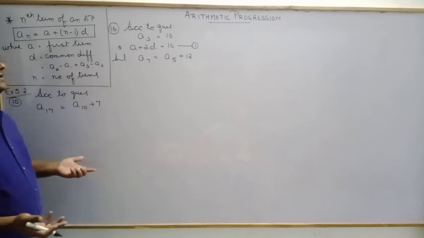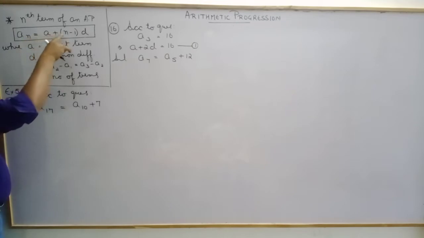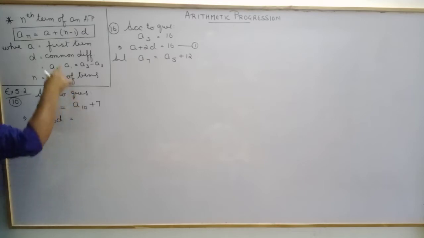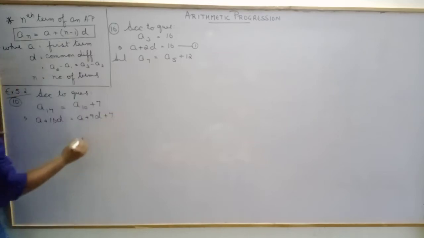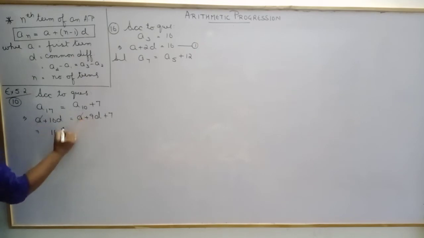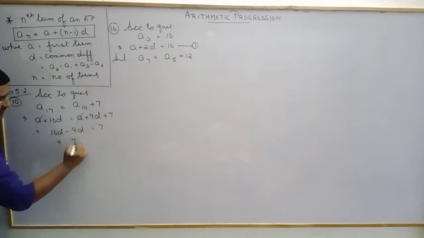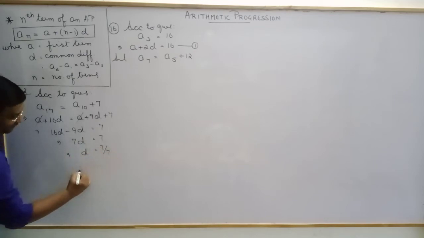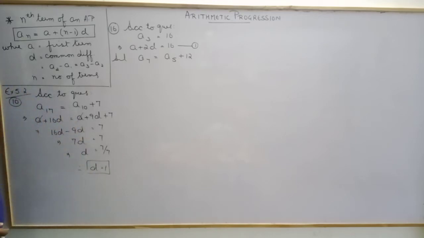If we have A and D, we can find anything we want. Just apply. If I talk about this question, the 17th term, we all know how we write down the 17th term: A plus 17 minus 1, that is A plus 16D, is equal to the 10th term, A plus 10 minus 1, A plus 9D, plus 7. A and A cancel. Can we find D? 16D minus 9D is equal to 7. 16D minus 9D, 7D is equal to 7. So therefore D is equal to 7 upon 7. So D is equal to 1. In this question he was telling us to find D only.